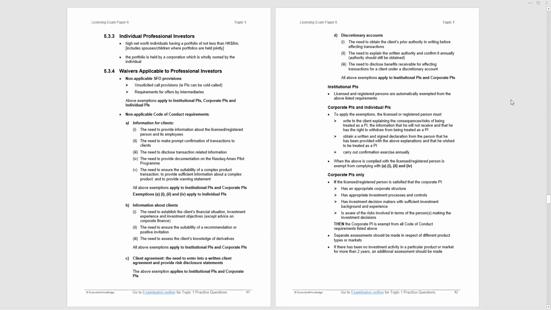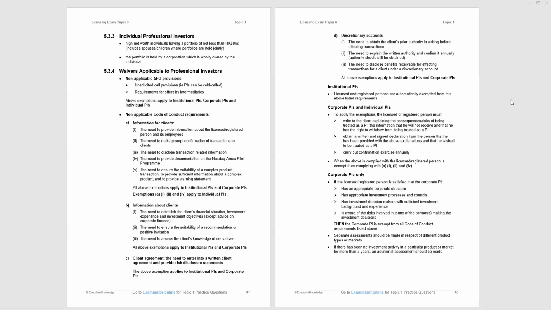I want to point out 1 point under individual professional investors. They are high net worth individuals having a portfolio of not less than 8 million Hong Kong dollars. Now, that's just over 1 million US dollars. And in the world of wealth management, no, that's not an excessive amount. But please bear in mind that the portfolio includes spouses, children, where portfolios are held jointly. What it does not include is the portfolios of siblings and parents. So please remember that, because that's something that has been examined.